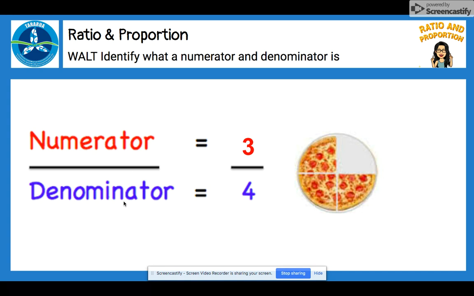The denominator here is the number 4 in this instance because this is the bottom number. And the 4 would make up for the 4th piece which is missing. Does that make sense yet?